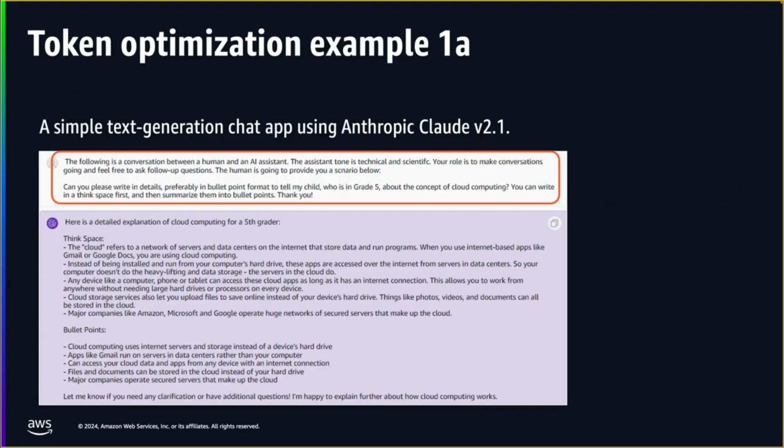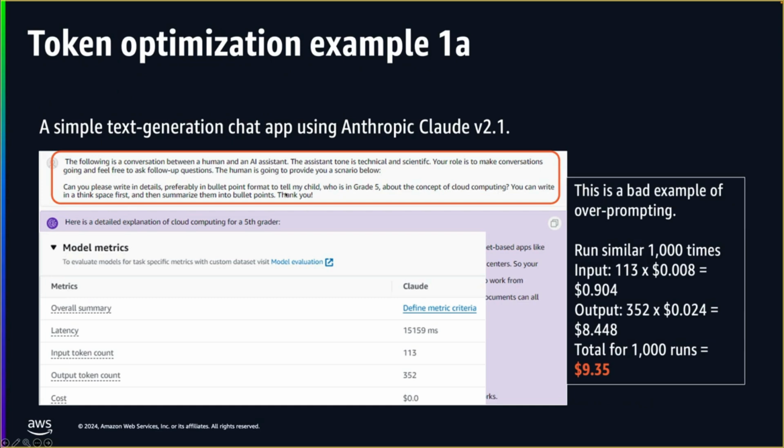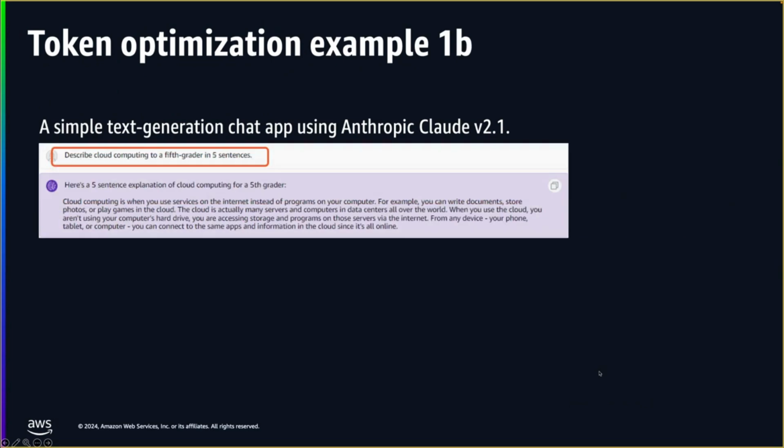Just to give you one quick example, here's a prompt where we ask an LLM like Anthropic Claude 2.1 to tell us about the concept of cloud computing, which can be explained to a child. You see, it's two paragraphs of prompt, and it ended up with 113 input tokens and 352 output tokens. The cost for 1,000 requests would be $9.